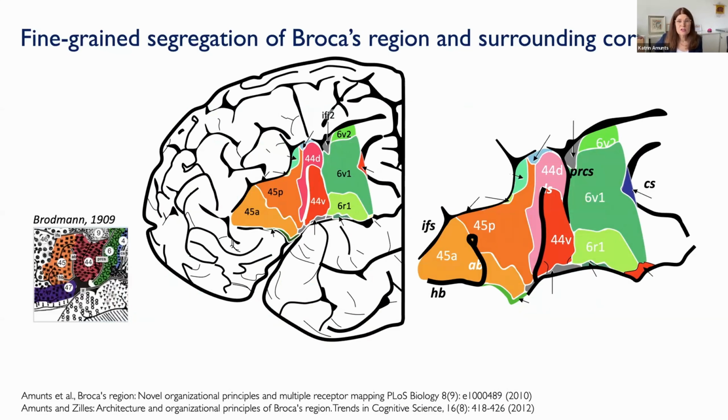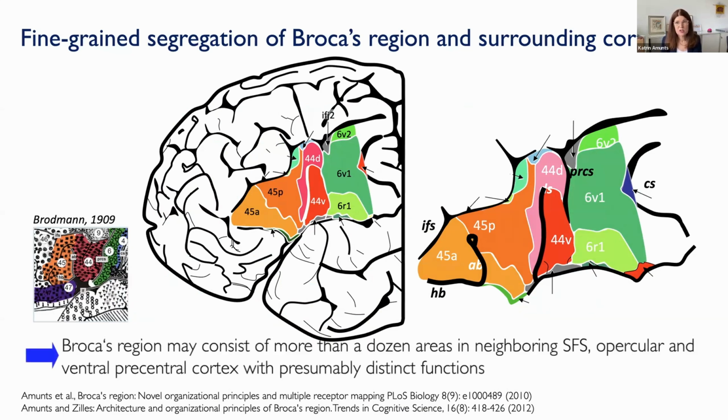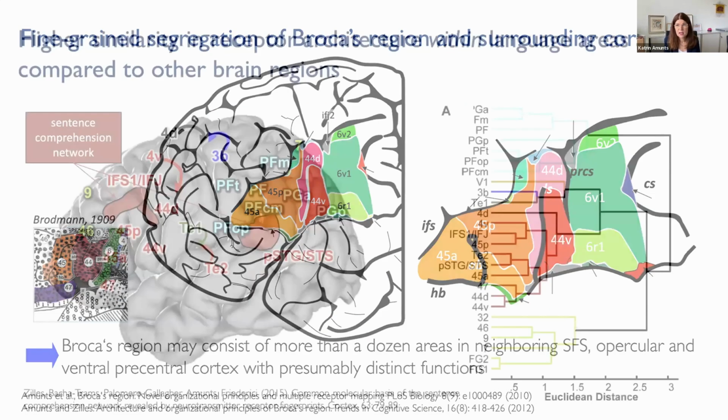It is Broca's region that classically has been subdivided only into two areas, 44 and 45. And if we study the receptor architecture, we see that there are more than a dozen areas. And this makes a lot of sense when we think about the functions that are behind language that go far beyond only two different functions. So we found that Broca's region consists of many areas, and now we are studying what is their relevance.